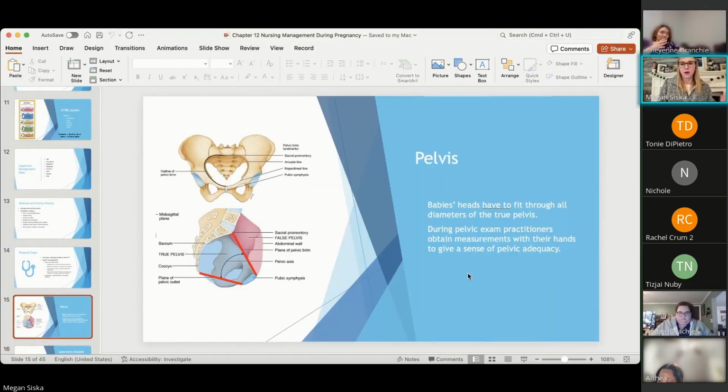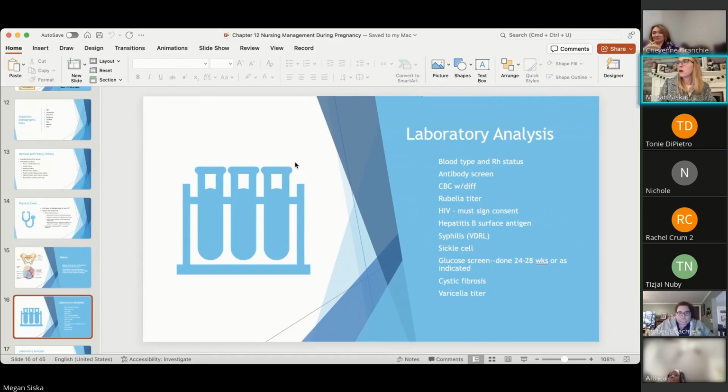But okay, so let's talk a little bit about the pelvis. We talked about the importance of the true versus the false pelvis. So remember that the true pelvis is the actual bottom part here where the baby's head goes through, whereas the false pelvis is this top part that really doesn't dictate anything about delivery. Some providers are able to do a pelvic exam and determine the shape of the pelvis and things like that. We also will collect labs at that first visit.